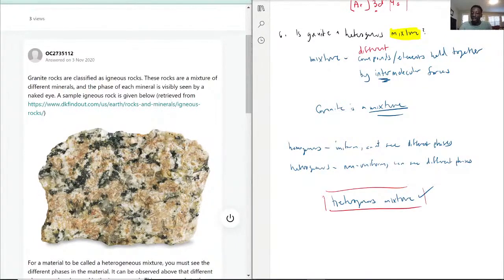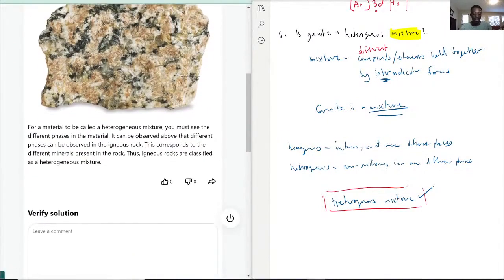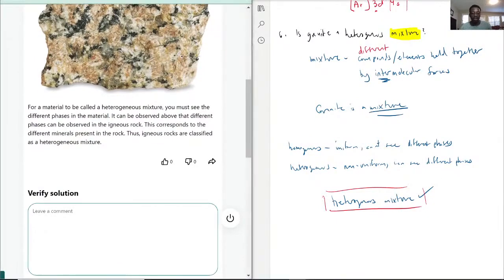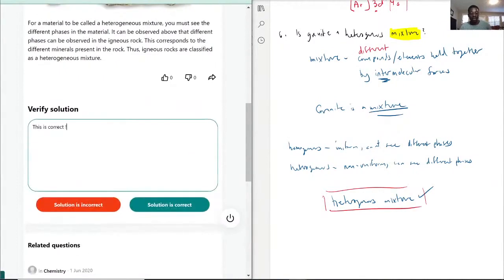As you can see here, we first discussed what a mixture is, and then we discussed homogeneous versus heterogeneous, and that's how we're able to say that yes, granite is a heterogeneous mixture. Okay.